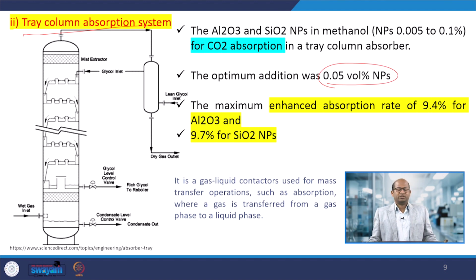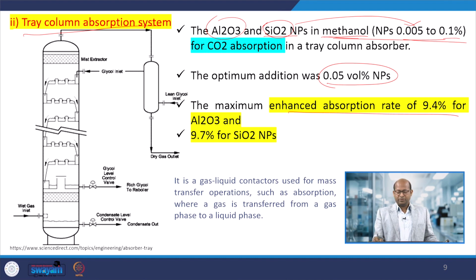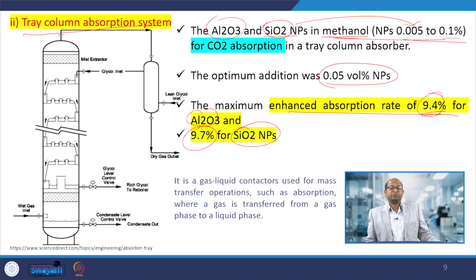In these tray columns, called absorbers, we add nanoparticles to the solvent, either silica nanoparticles or aluminum nanoparticles, in methanol as the solvent, and the concentration of the nanoparticles may be a very small quantity, 0.005 to 0.18 volume percent. It has been observed that the absorption rate of CO2 is enhanced by 9.4% when using aluminum nanoparticles, and when silica nanoparticles are used in that solvent in this tray absorption tower, the absorption efficiency increased by 9.7%.